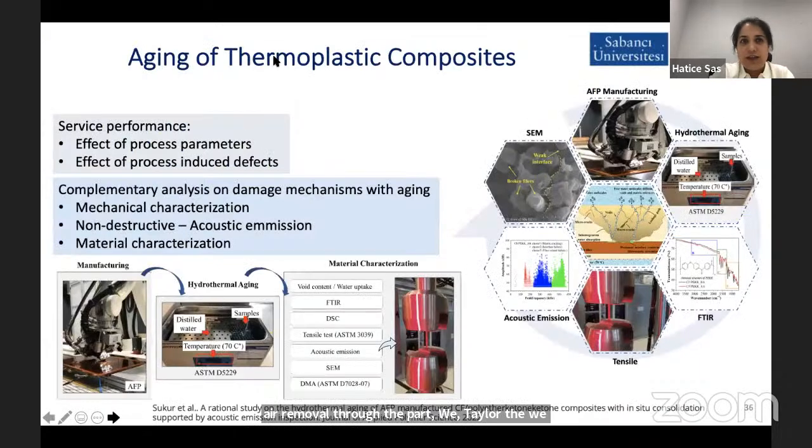In addition to this, we are also working on aging of those parts. And we are also using these thermoplastic composites in service lives with a hydrothermal aging process. And with our multi-instrumental tools, starting with the AFP manufacturing, we perform the aging and the tensile tests. So our tensile tests said that the aging doesn't affect the high performance thermoplastic composites, but when we couple the tensile test with the acoustic emission, we had a chance to observe the change in the failure mechanisms for the fibers, which are more prone to fiber pullout after the aging, thanks to these multi-instrumental tools that we have.